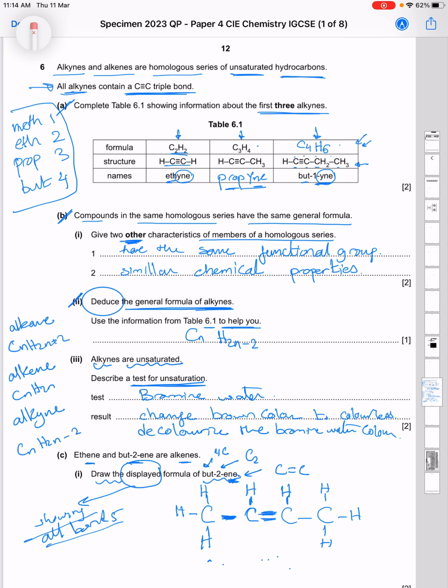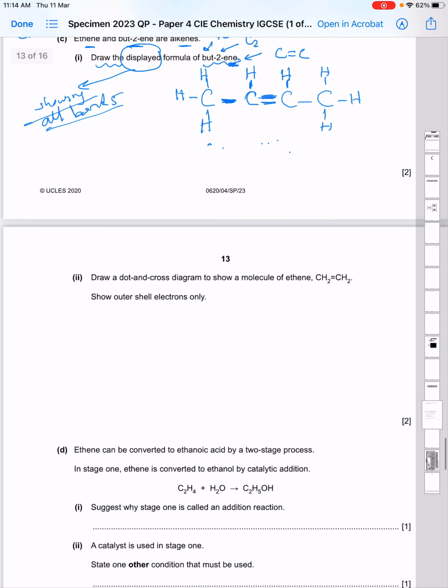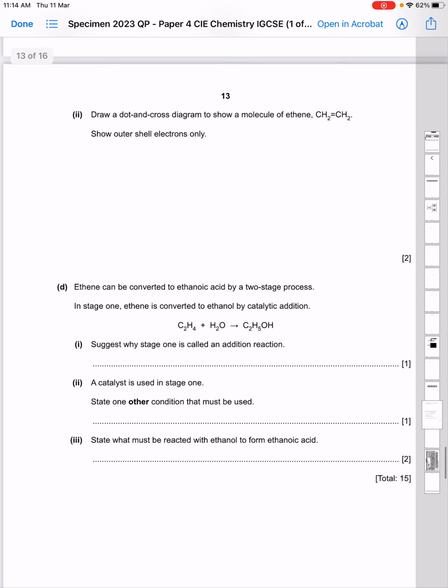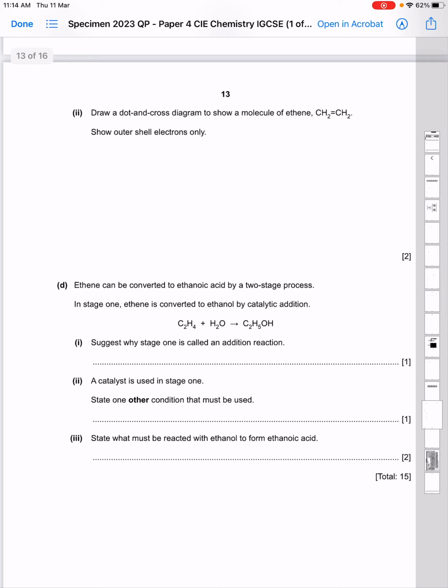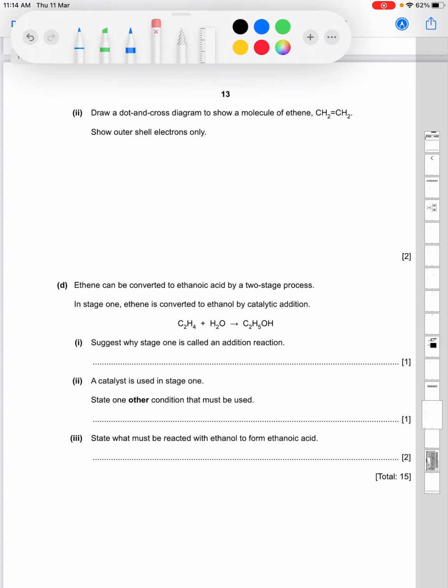Now let's move to the other question, or it's still the same question, part II. Draw a dot and cross diagram to show the molecule of ethene. Show the outer shell electrons only. A dot and cross diagram is a very common question to be asked. There is no exam that doesn't have a dot and cross diagram question in it.